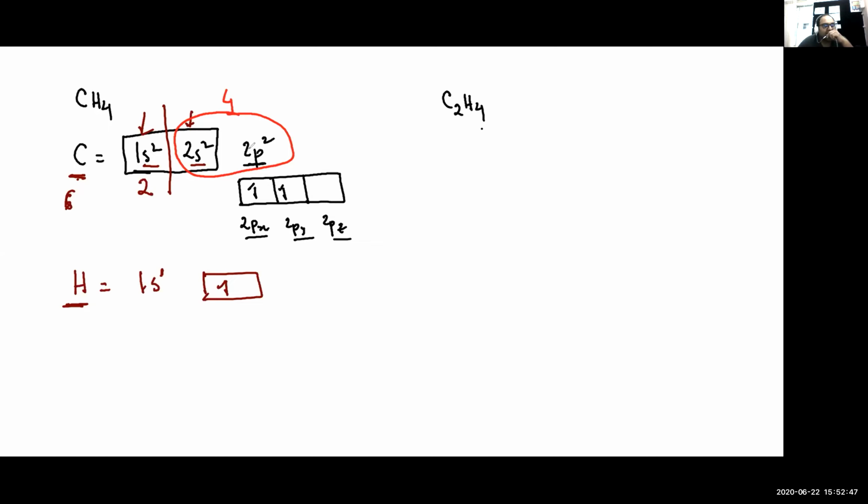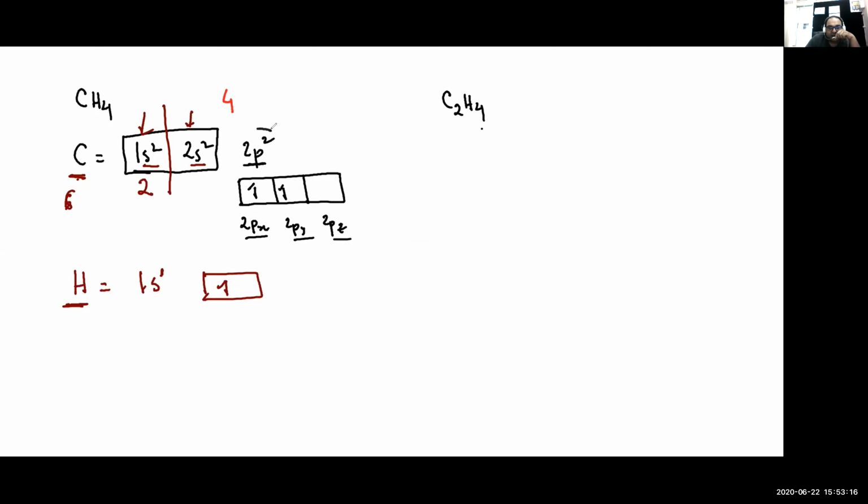Yes, sir. And we know that when electrons fill up, first they will fill up singly, and then they'll pair. Clear up to this? So which axis gets paired first? X-axis. Are you clear up to this? Yes, sir.